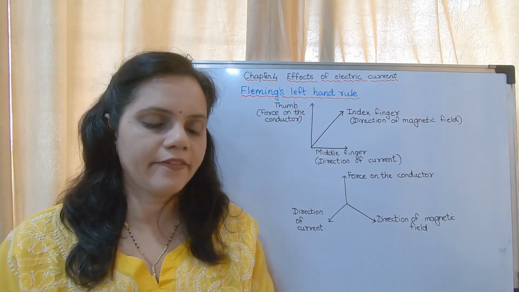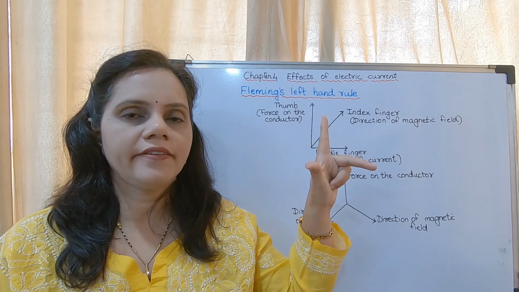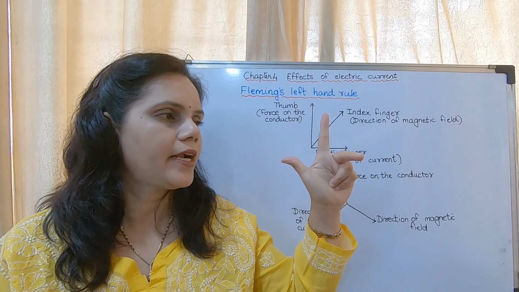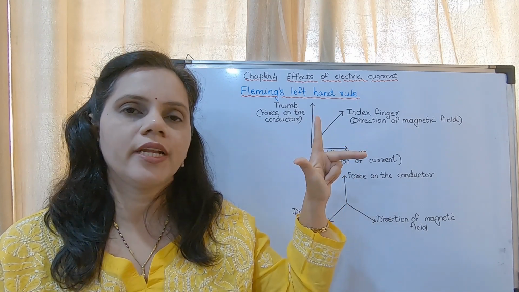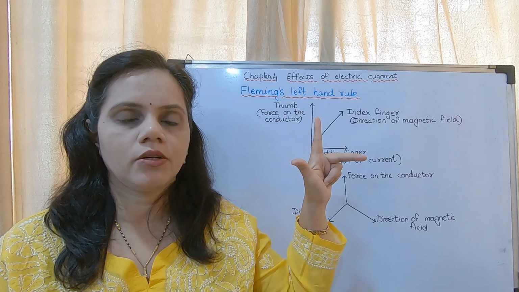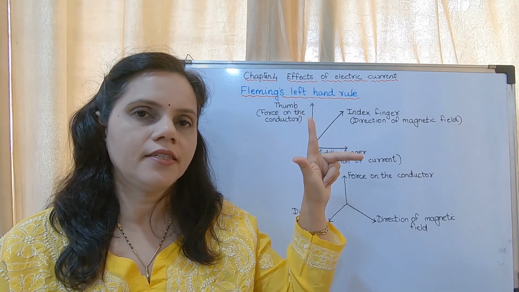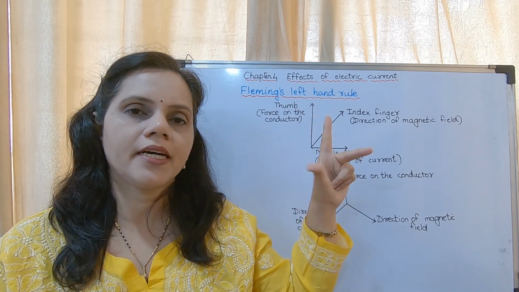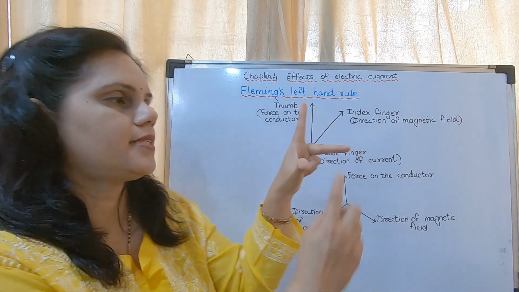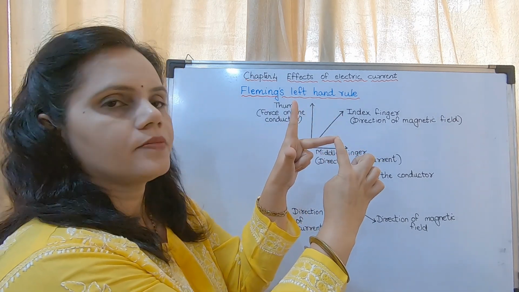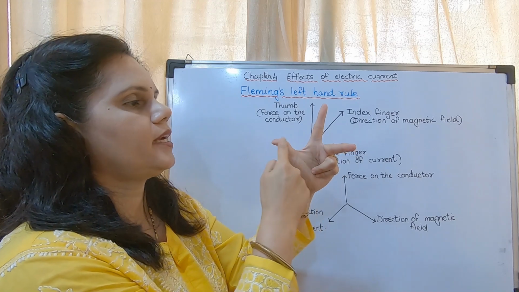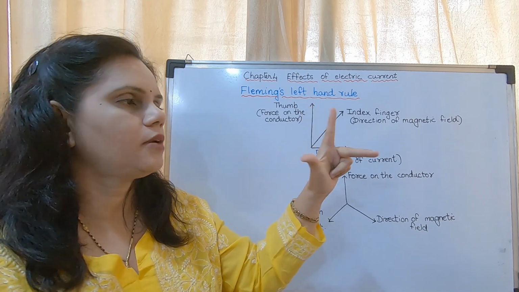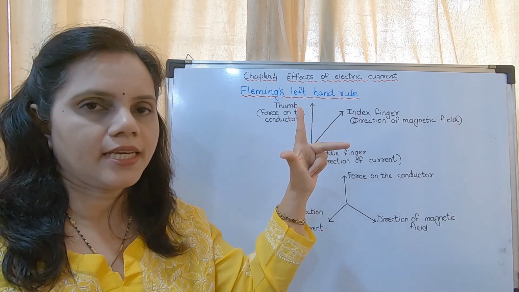To study Fleming's left hand rule, you have to hold your left hand with your index finger, thumb and middle finger mutually perpendicular to each other. I repeat, your index finger, your central finger and your thumb mutually perpendicular to each other. Here you may see this is perpendicular, this is perpendicular, and this is also perpendicular. So they are mutually perpendicular to each other.